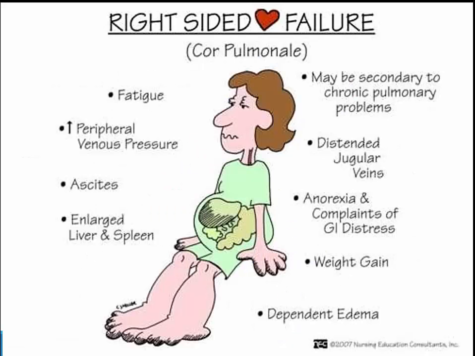Right-sided failure presents as primarily systemic symptoms including jugular vein distension, dependent edema, ascites, and hepatosplenomegaly. When the patient is lying flat, the jugular veins are at the level of the right atrium, so a jugular vein distension would be common but not necessarily a clinically significant finding.